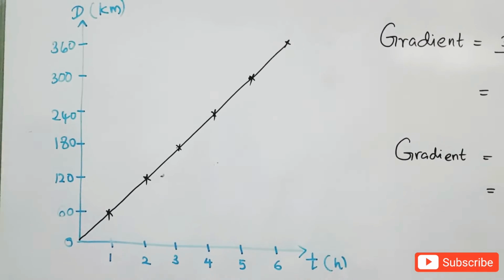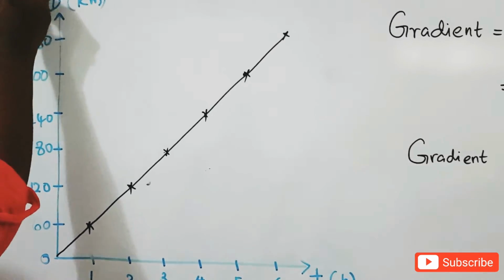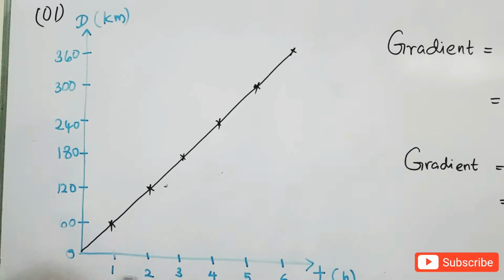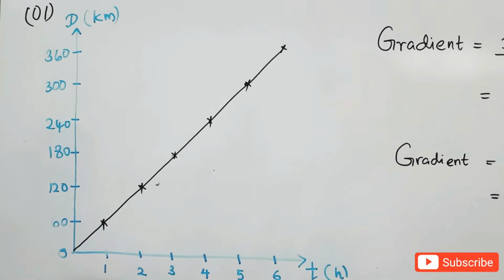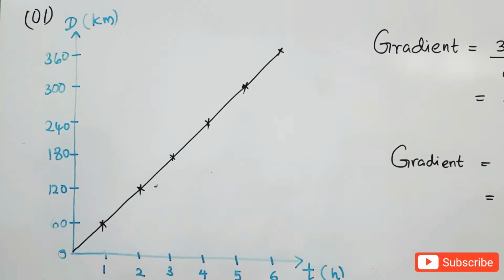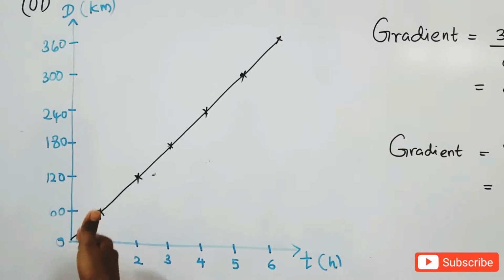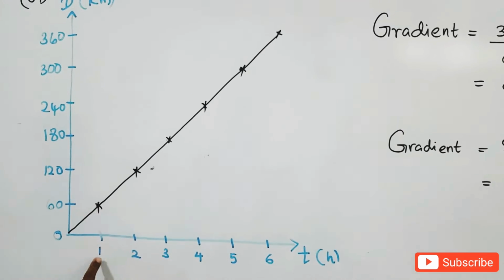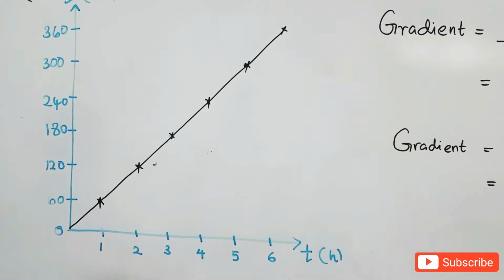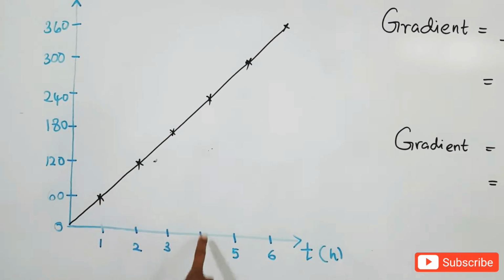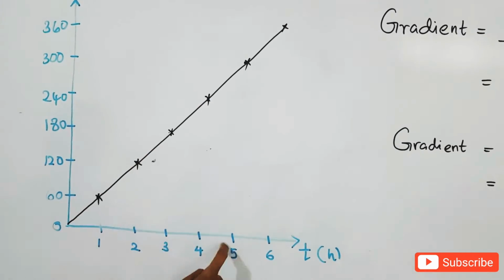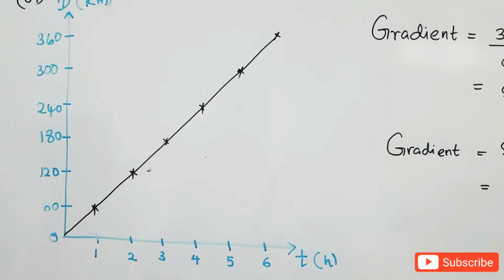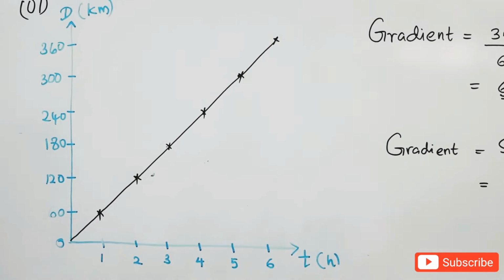So here I have shown on the board the distance in the vertical y-axis, the time in the x-axis. Here I have mentioned 1, 2, 3, 4, 5, 6 and 60 to 360. And then we get the coordinates (1, 60), (2, 120), (3, 180), (4, 240), (5, 300), (6, 360). So, this is the distance time graph.